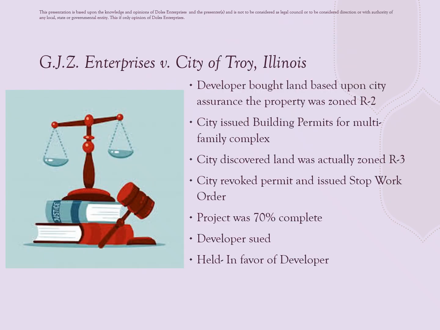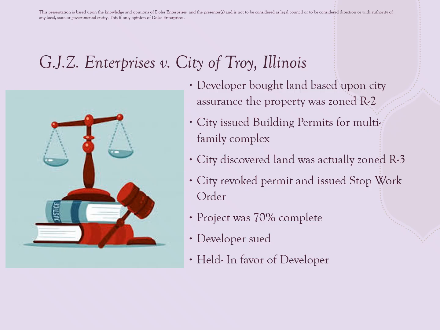In a case that involved both estoppel and vested rights, Dolan Enterprises in the city of Troy, Illinois, was a developer who bought land based upon an assurance from the city that the property was zoned R2. Their intention was to build multifamily housing complexes. The city issued building permits for the multifamily housing complex. The city soon determined that the land was actually zoned R3. The city revoked the permit and issued a stop work order. At the time, the project was 70% complete. The developer sued. The court held in favor of the developer on the case.